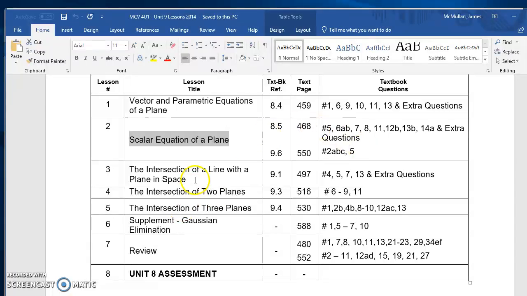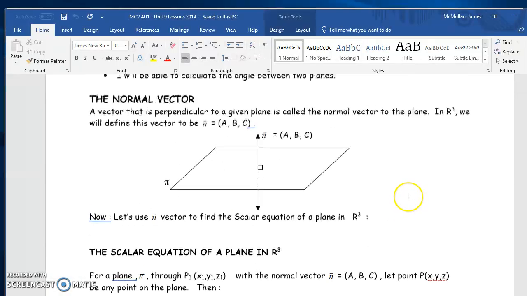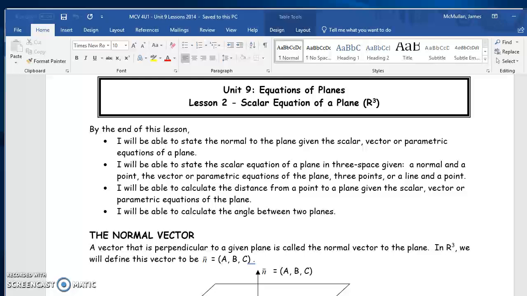After this, you can see we're going to try to intersect a line and a plane, and then we're going to concentrate on trying to intersect multiple planes. So let's start with the idea of the scalar equation of a plane.